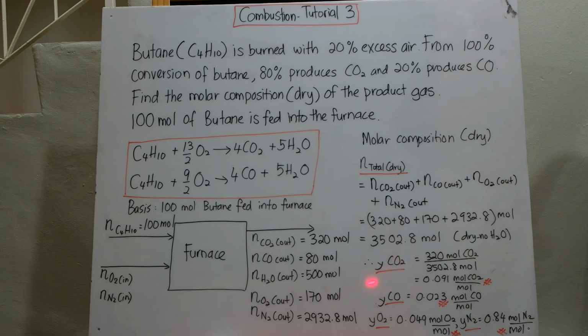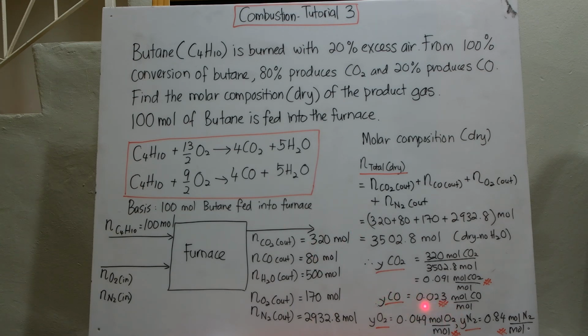So to find the composition is easy. For example, we find the molar composition for CO2: the number of mole of CO2 that comes out at the product line, divided by the total number of dry mole. Then we get the molar composition for CO2 is 0.091. If we multiply by 100, we get the unit in terms of percent. So this is 0.091 mole CO2 per mole, or in percent, 9.1% CO2 in this product line.